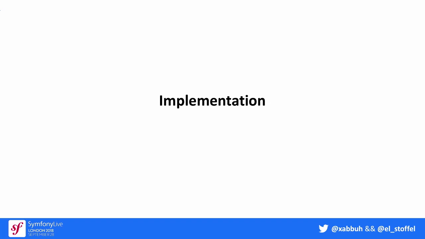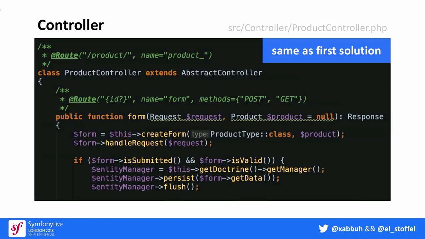So the implementation looks like this. We still have the same controller that we had in our first example when we were using the Anemic domain model. So no product.